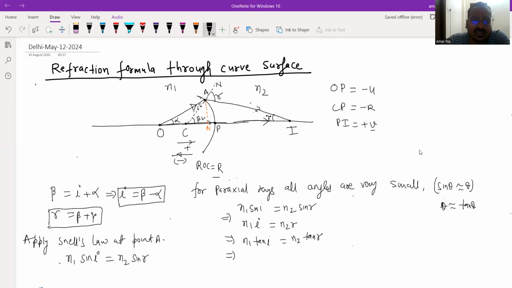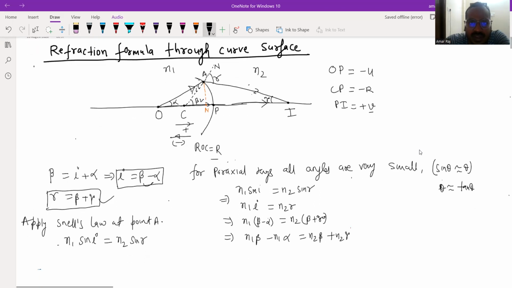Before writing tan, you can write like this. N1 into the i value, which is beta minus alpha, is equal to N2 into the r value, which is beta plus gamma. So now N1 beta minus N1 alpha is equal to N2 beta plus N2 gamma.